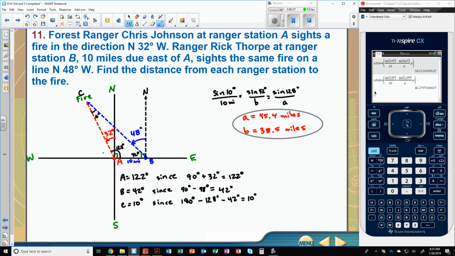So the first, Chris Johnson, this length is angle B. That's Chris Johnson. So I'll put in here CJ, Chris Johnson. And then this one up here was for Rick Thorpe, so I'll put RT. That's that distance.